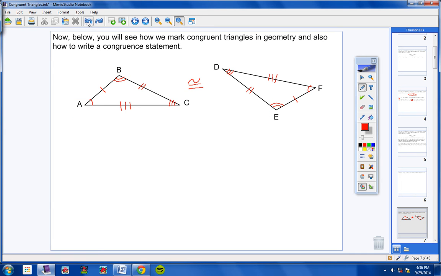Be neat in your notes, be organized, but also be quick, okay? Quickly but not hurriedly is the best way to say it.